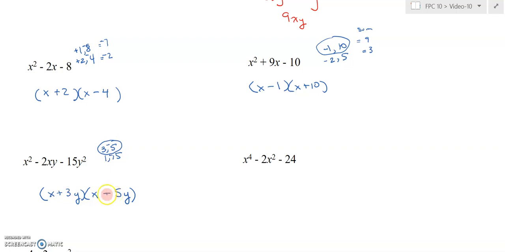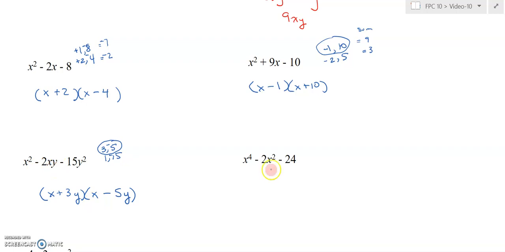You just write the negative as a subtract 5. Because when you multiply, it becomes positive times negative. That would get me negative 5y. That would get me negative 5xy. And that would get me positive 3xy. And when you collect like terms, you get negative 2xy.